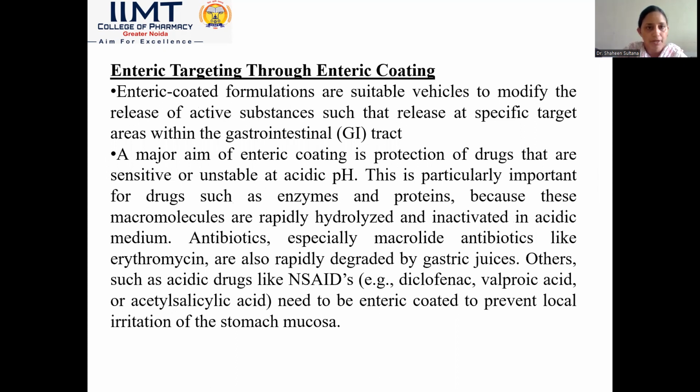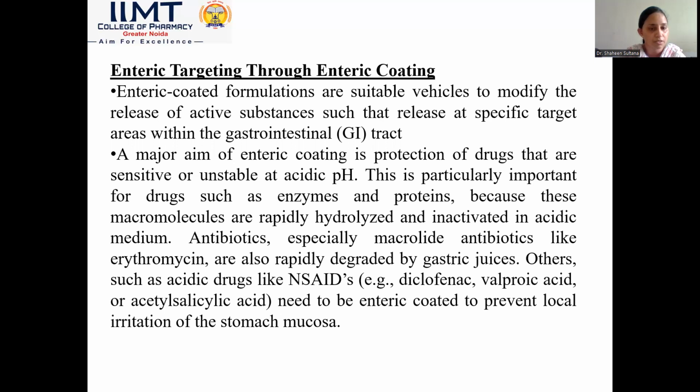Now, enteric targeting through the enteric coating. The enteric coating formulations are suitable vehicles to modify the release of active substances, such as the release at a specific target area. Means if you want the drug release at a particular area of the GI tract, you have to go for the enteric coating formulation. The aim is, if your drug is unstable at acidic pH, then you have to choose the enteric coating formulation. It is important for drugs such as enzymes and proteins because they are very sensitive to acid.